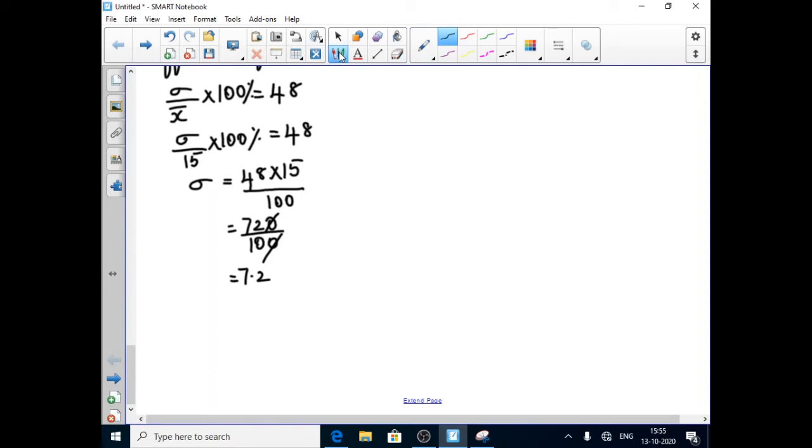So answer: the question they are asking is standard deviation. So answer, standard deviation is equal to 7.2. This is a 2 mark question. Equal to 7.2.